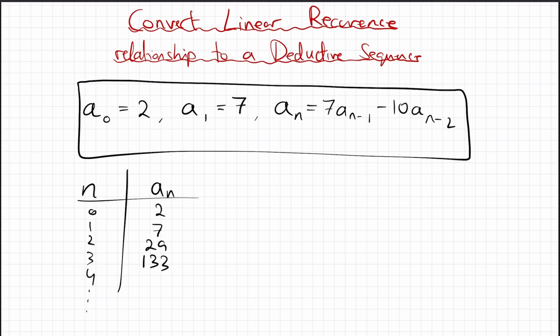And then the fourth term is going to be 7 times 133 minus 290. So we get 931 minus 10 times 29, which is just going to be 641, I believe.